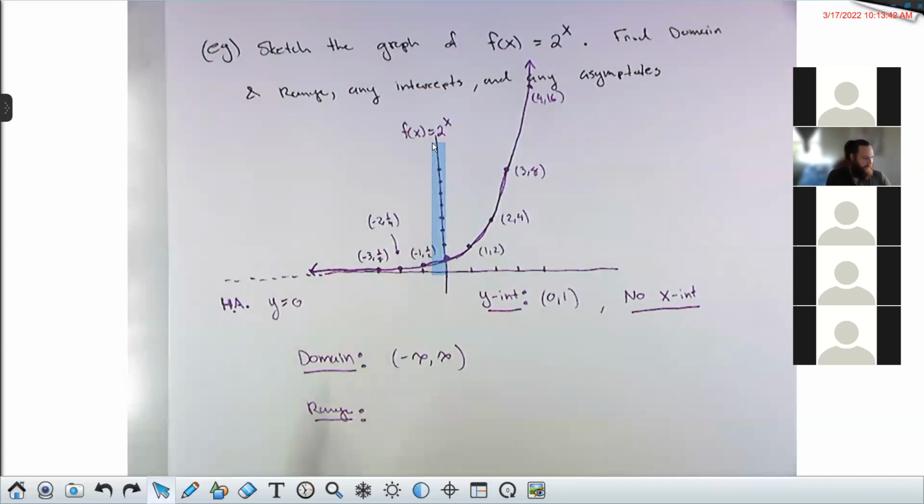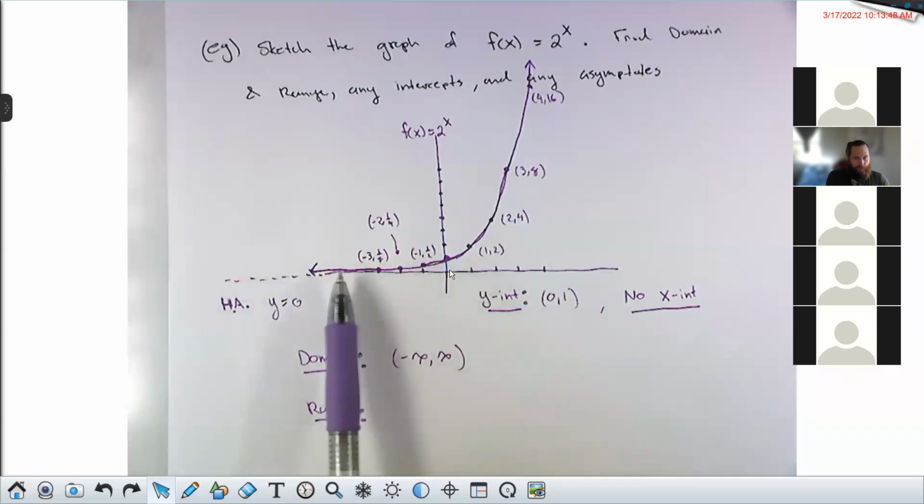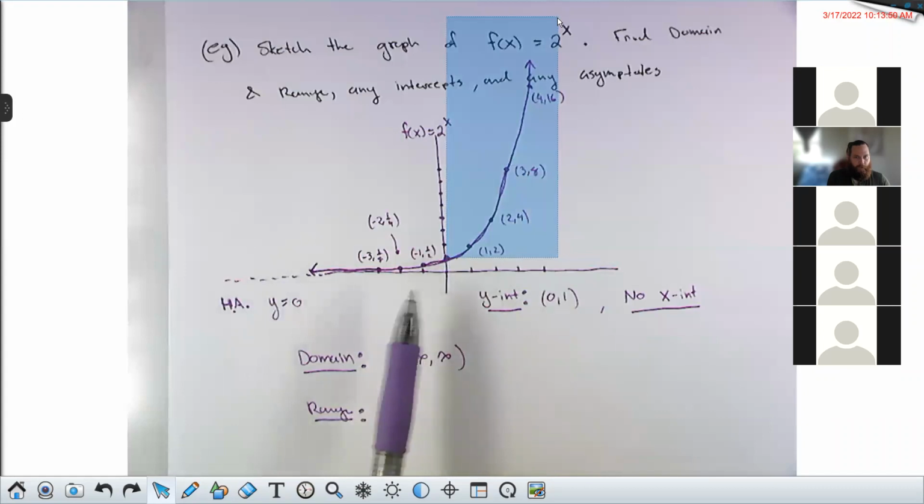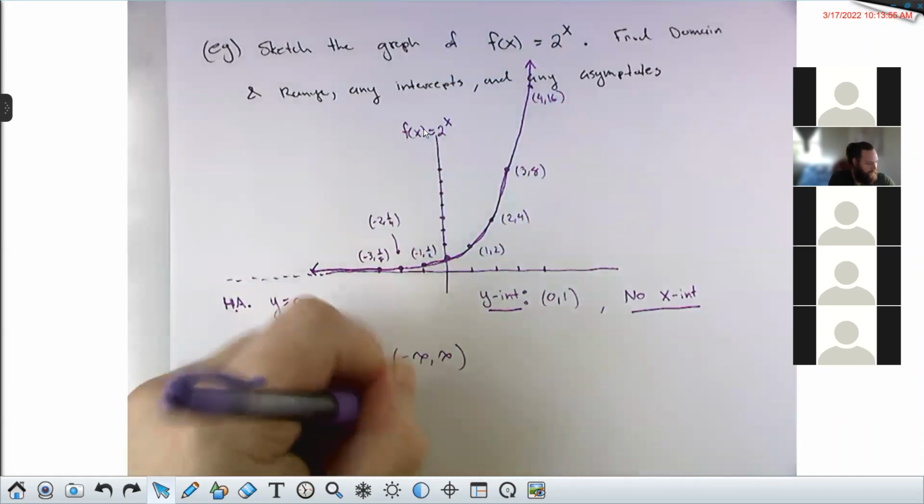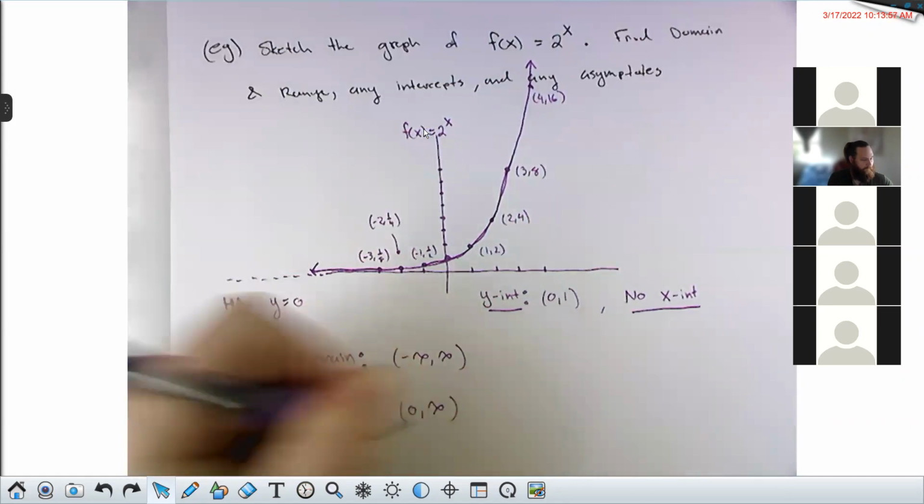So this portion of the graph over here is going to get smooshed onto the y interval from 0 to 1. And this portion of the graph up here is going to get smooshed onto everything 1 and larger. So that's everything from 0 up to infinity.